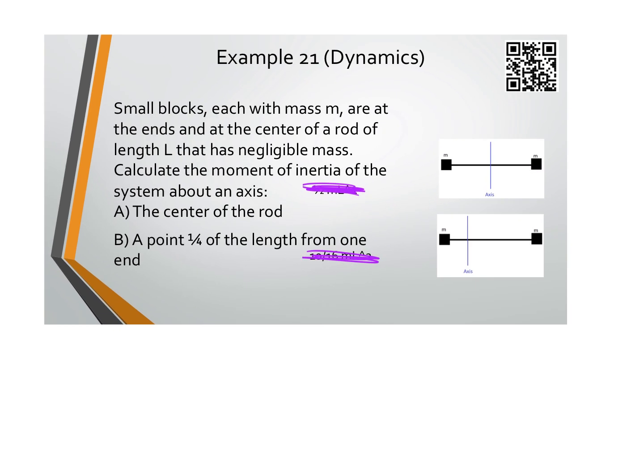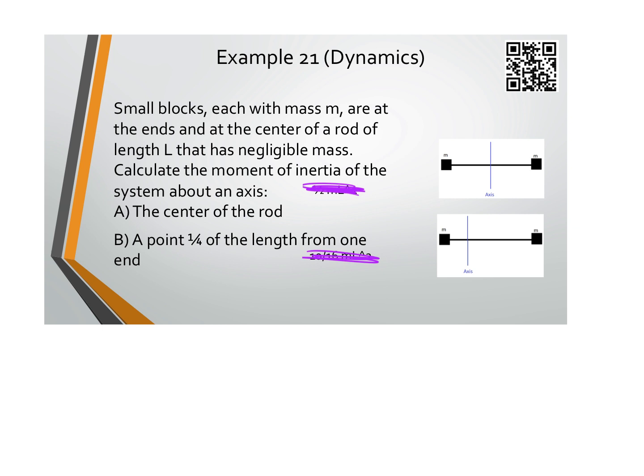This says small blocks, each with a mass of m, are on the ends of a rod that has a length L. So this whole length is L. And it says the rod has negligible mass. That part's really important here because it's telling us that the mass is distributed on the ends, right? It's not a rod that we're concerned about because that would change your moment of inertia equation.